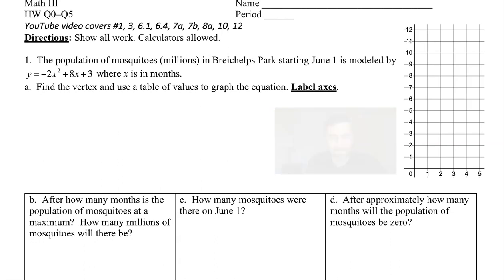So let's get started. Question number 1: the population of mosquitoes in millions in Brackenfels Park starting June 1st is modeled by this quadratic equation right there, where x is months. Find the vertex and use a table of values to graph the equation. Label axes. Well, let's label the axes first. We have x is months, and we have the population of mosquitoes. So our y-axis is population of mosquitoes, and that's in millions of mosquitoes. There's lots of them out there.